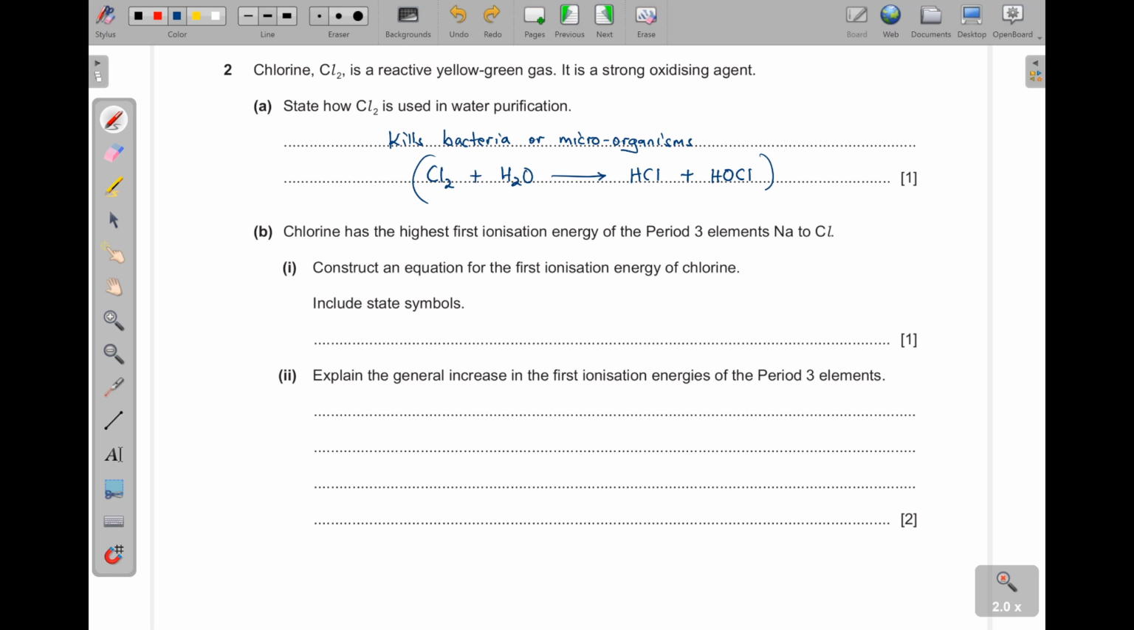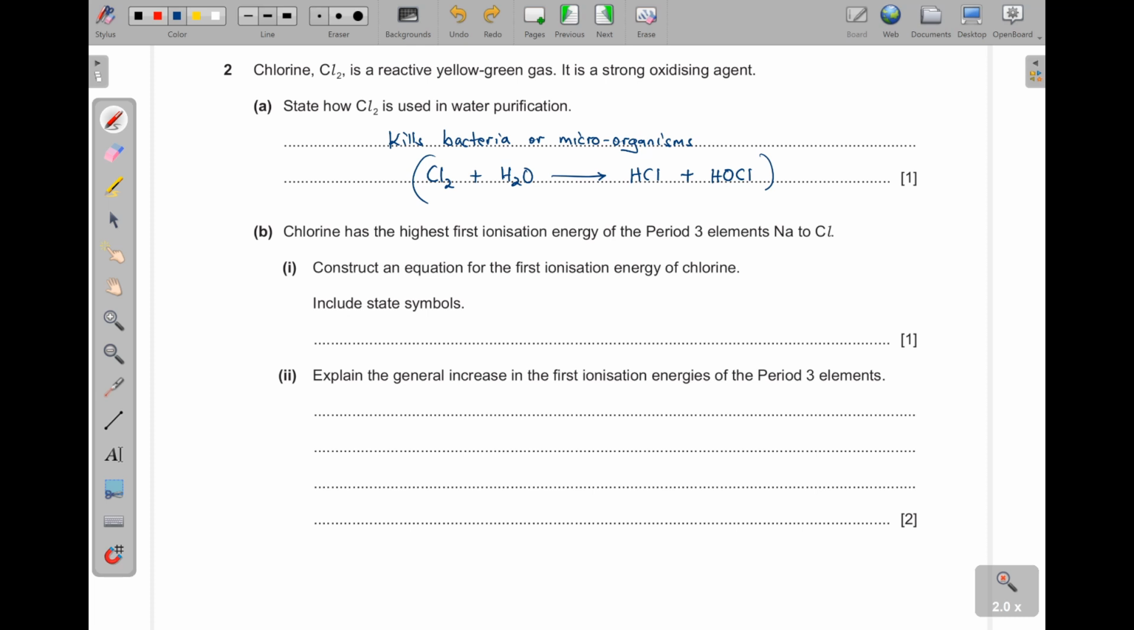Okay, then part B. Chlorine has the highest first ionization energy of period 3 elements, from sodium to chlorine. Construct an equation for the first ionization energy of chlorine. Include the state symbols. You see here they are saying include. So usually when they tell you to write the equation, it is not always a must to put the state symbols. But for ionization energies, it is very important that even if they don't put it, you have to make sure that you put the required state symbols.